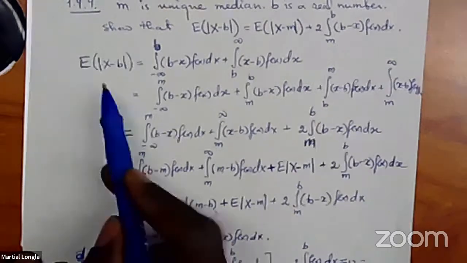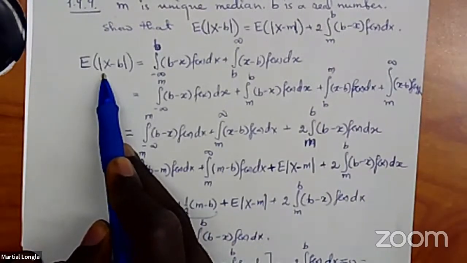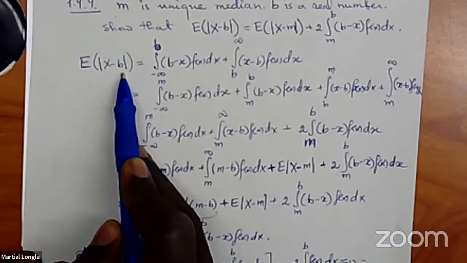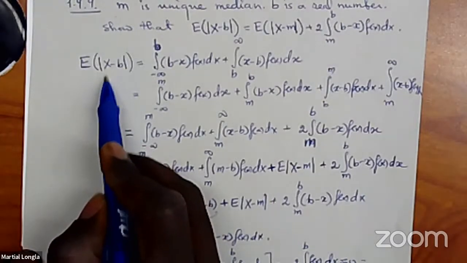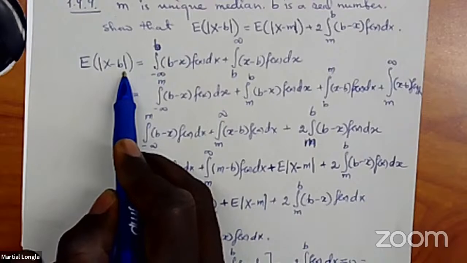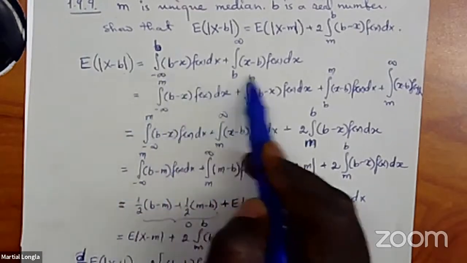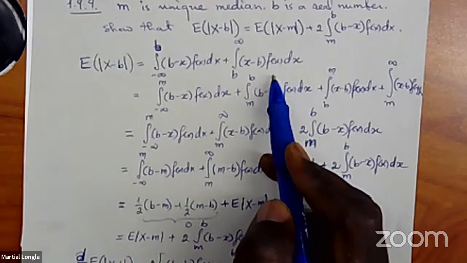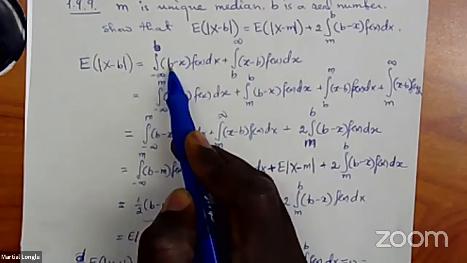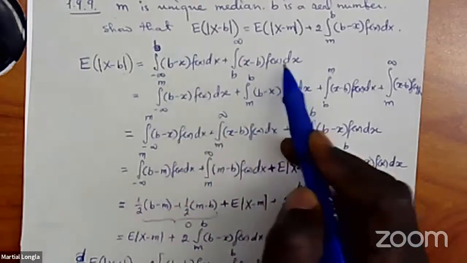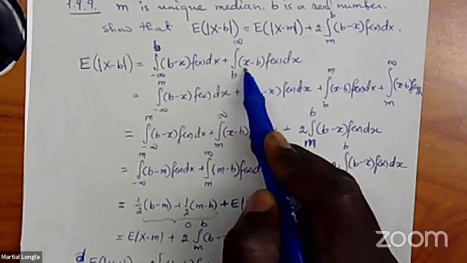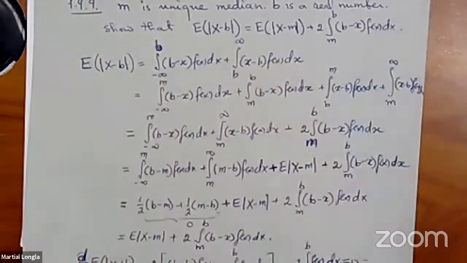So if I want to write down the expected value of the absolute value of x minus b, the only thing that matters is where x is relative to b, because I want to remove the absolute values. So there are two cases: either x is less than b or x is larger than b. That's why I have to split this. When x is less than b, the absolute value is b minus x. When x is larger than b, the absolute value is x minus b. That's the difference between the two integrals.